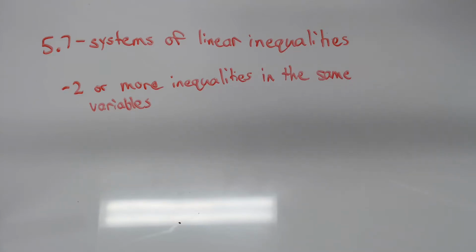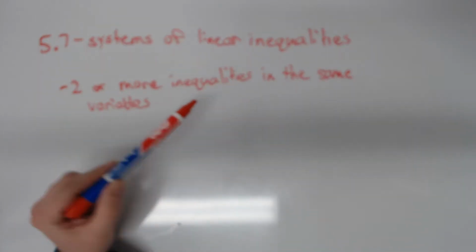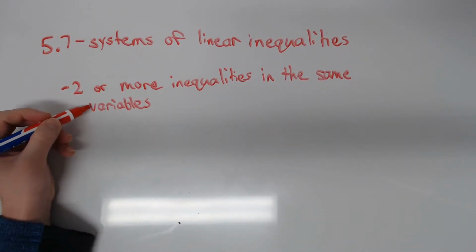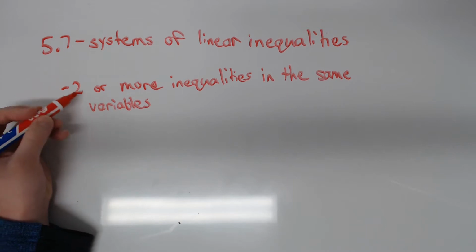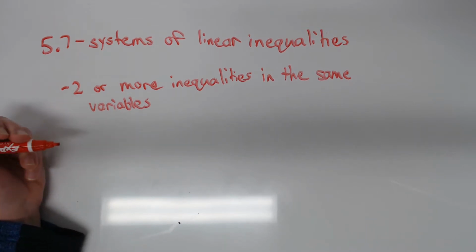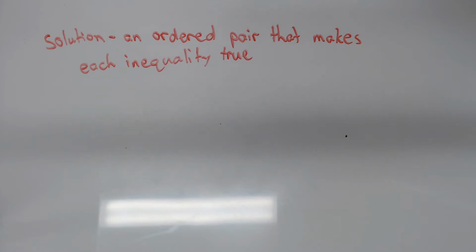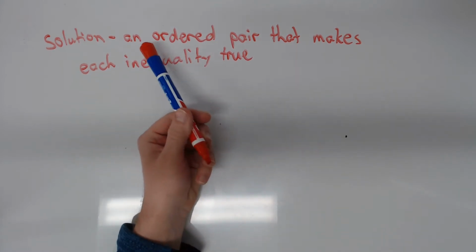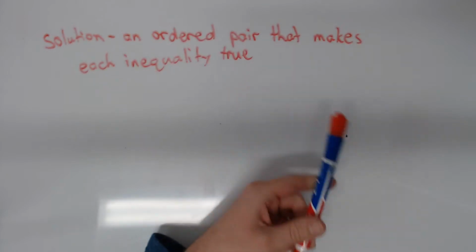Lesson 5.7 is on systems of linear inequalities. This isn't going to be too much of a stretch past 5.6. It's just we're going to have multiple on the same graph. So it's two or more inequalities in the same variables. If you have two or more inequalities that are talking about the same information, you've basically got a system. A solution for a system of linear inequalities is an ordered pair that makes each inequality true.